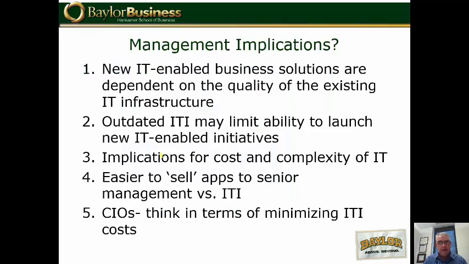So what are some of the implications of this? Well, first off, I think that we'd agree that new IT-enabled business solutions are really dependent on the quality of the existing infrastructure, not only new business applications, but also existing ones. So you have to have a current, up-to-date infrastructure to enable business applications. And so if companies let their infrastructure become outdated, it may hinder their ability to launch new IT-enabled applications.